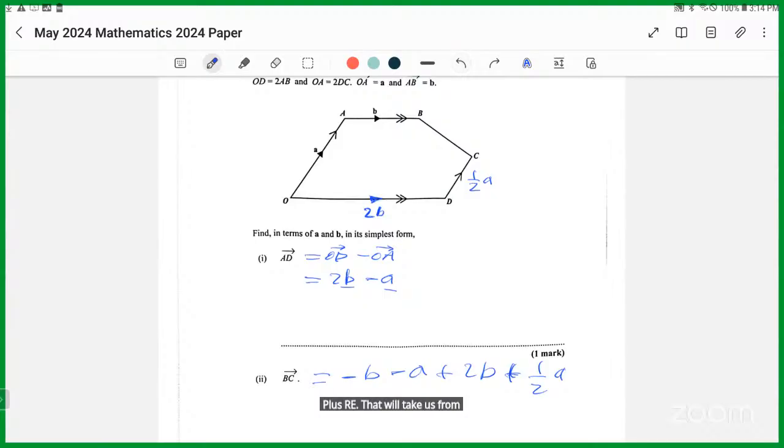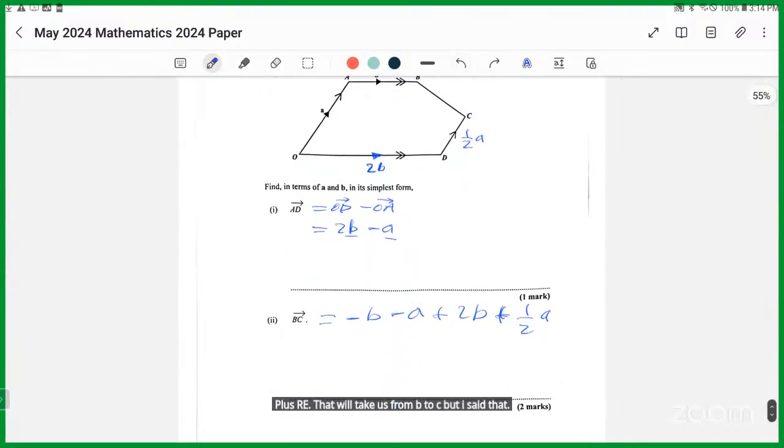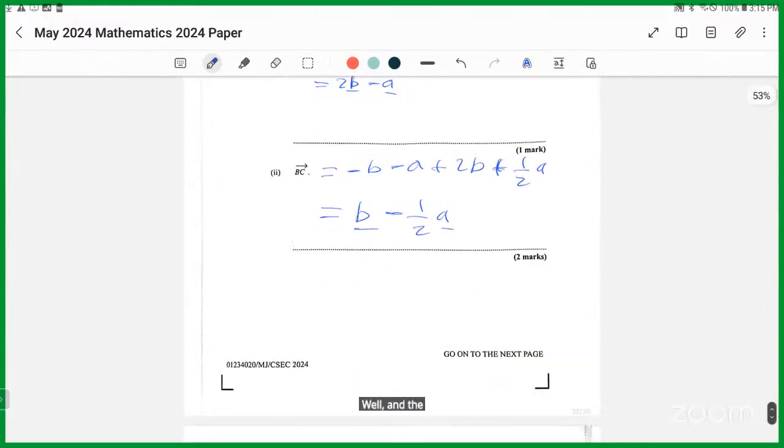Let's consolidate the values now. This equals 2B minus B, which is B. Half A minus A gives you minus half A. That's the answer: B minus half A. Very good? Nice and easy. You get 2 marks for that.